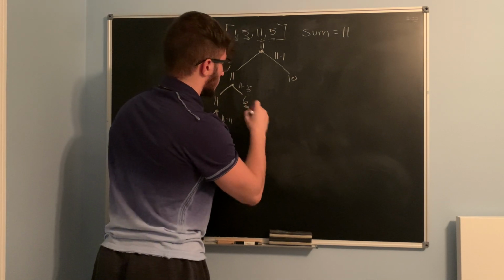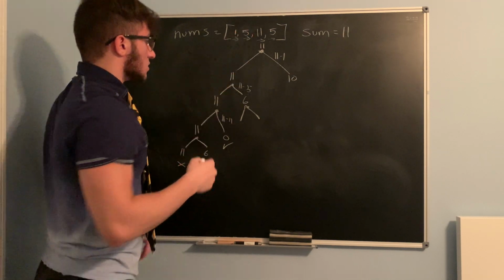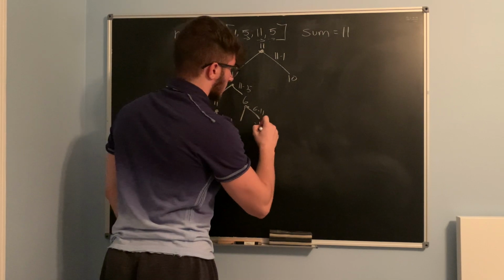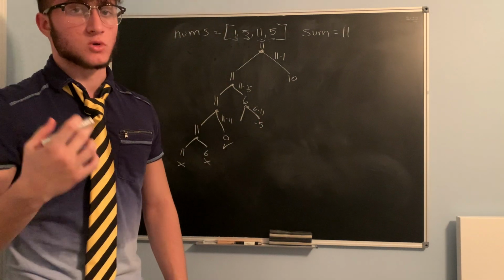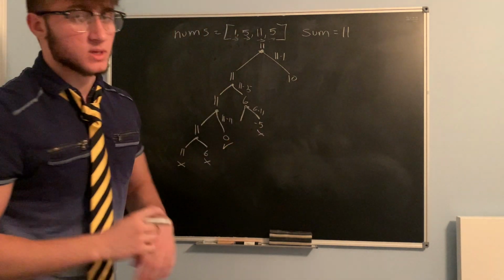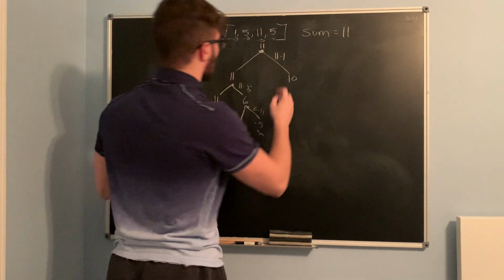At the 6, we have 2 different decisions. We just used the 5, so we can use the 11. So we do 6 minus 11, which would get us negative 5. Negative 5 is a negative number, therefore we would return false, meaning that is an invalid case. We cannot get negative numbers. It has to equal exactly 0 for this to work.